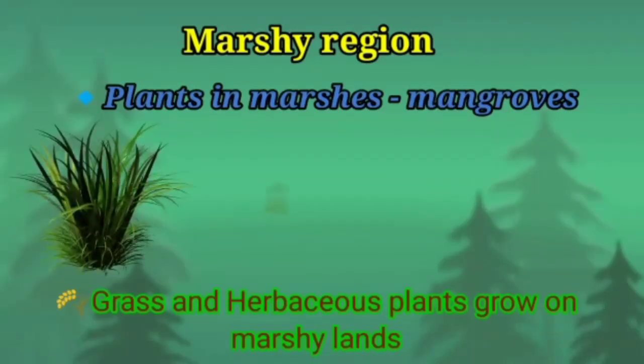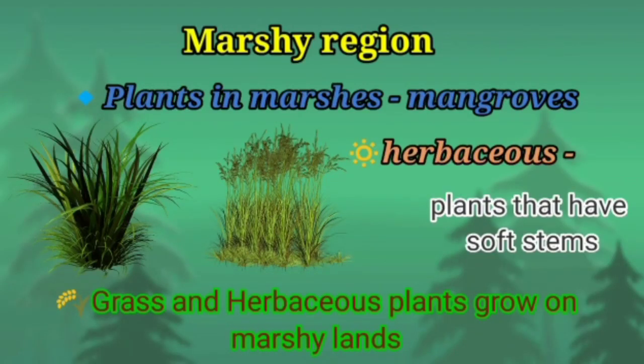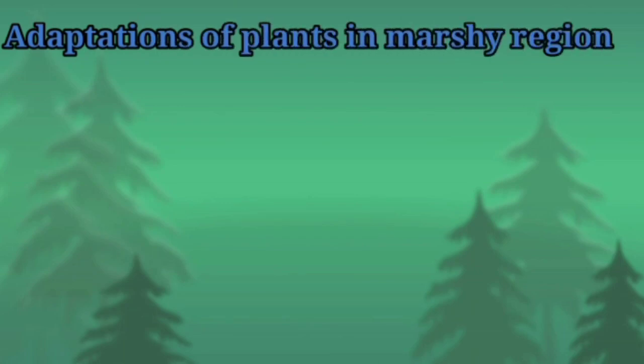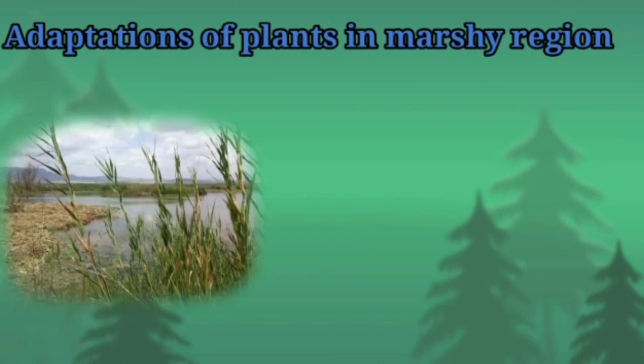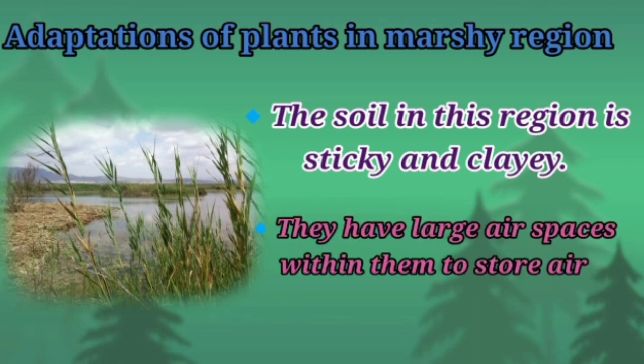Grass and herbaceous plants grow on marshy lands. Herbaceous means plants that have soft stems. So what are the plants growing on marshy lands? Grass and herbaceous plants grow on marshy lands. Now let's discuss the adaptation of plants in the marshy region. First, as we know, the soil in this region is sticky and clayey. Therefore, they often have large air spaces within them to store air.